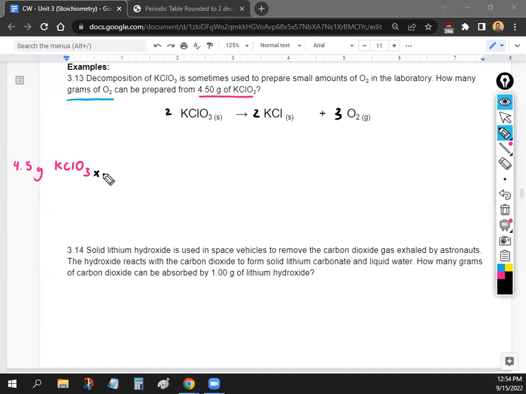So we're going to set up a fraction, just like dimensional analysis. I want to get rid of grams, so I'm going to put grams of KClO3 on the bottom. And you want to turn that into moles, so we're going to put moles of KClO3 on the top. Okay.